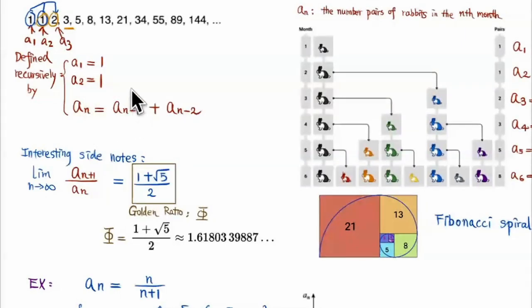equal to the sum of the 2 terms before it, okay? So the term before AN is AN minus 1. The term before AN minus 1 is AN minus 2. So when you sum this up, you will get the AN term. So you describe this recursively.